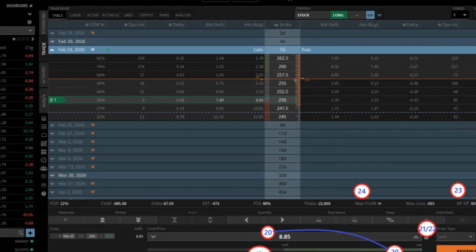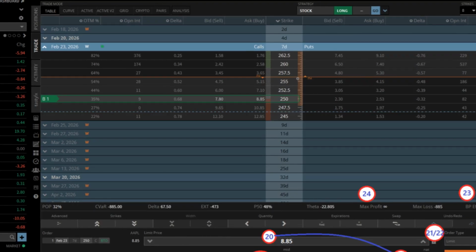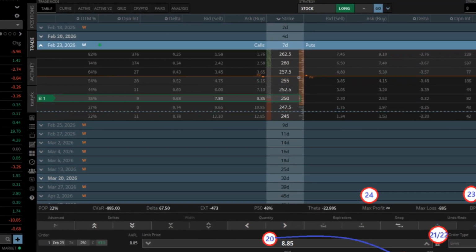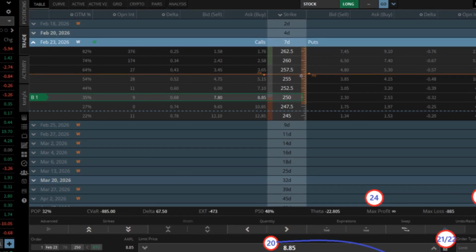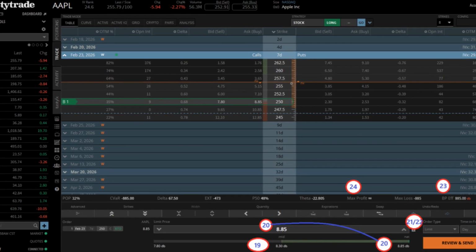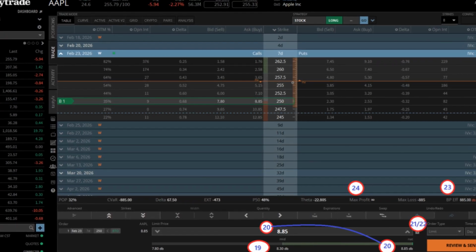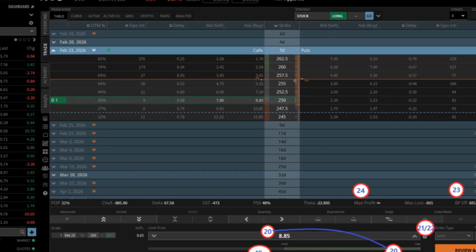20. Natural price. What it means: this is the price you'll get filled at instantly. Buying, at the ask; selling, at the bid. Why it matters to you: it guarantees execution, but gives you a worse price. Beginner tip: use this only when you must enter or exit quickly.